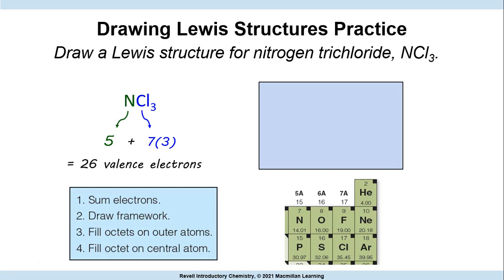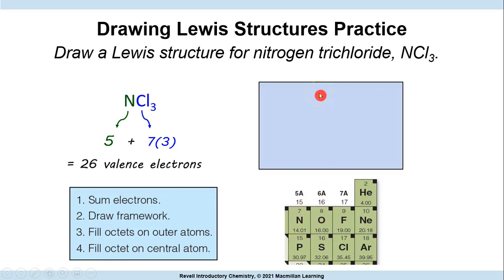That is rule number 1, sum electrons. So we've calculated the valence electrons. Rule number 2 states that we should draw the framework. For us to draw the framework, there has to be a central atom and the other atoms. Now, which one is the central atom? The central atom will always be the atom that is found to the left. In this case, we are looking at nitrogen and chlorine. Nitrogen is found to the left and chlorine is found to the right. So the central atom will always be the one to the left and below. So here, nitrogen is the central atom.